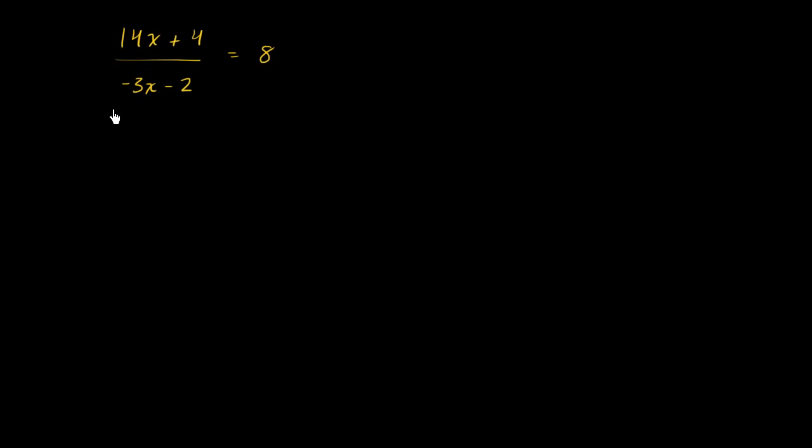The first thing I want to do is, I don't like this -3x - 2 sitting here in a denominator. It makes me stressed. So I want to multiply both sides of this equation by -3x - 2. What does that do for us? On the left-hand side, you have this -3x - 2 over -3x - 2. They will cancel out.